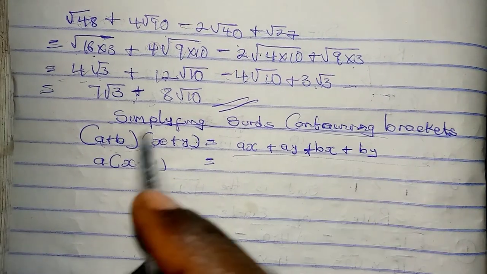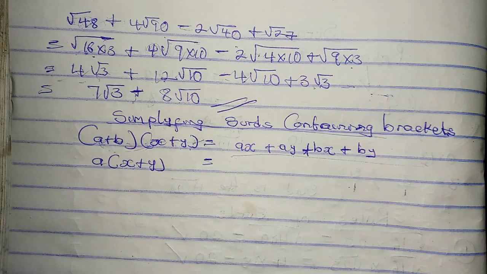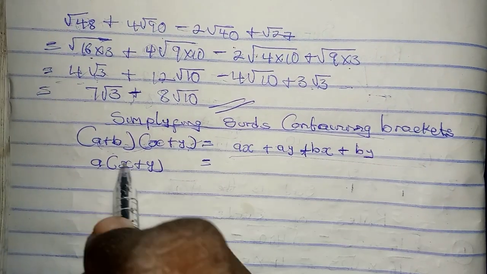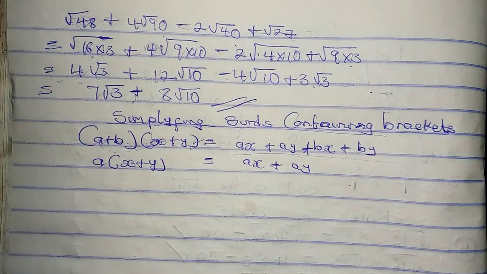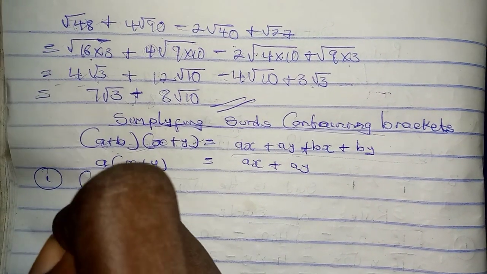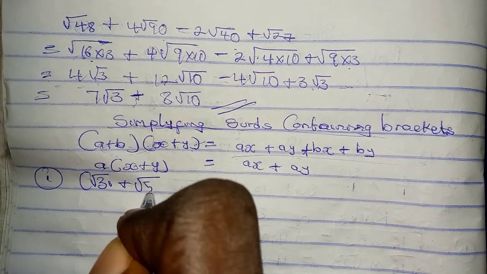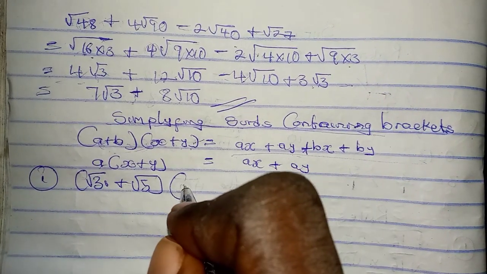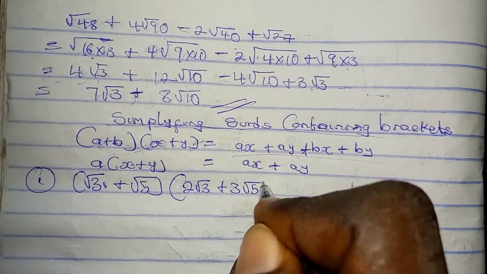You can see this times this, times this, times this, times this also. That's all. This is very simple. A times x, ax, a times y, ay. So let's solve the question now. We have, for instance, open bracket 3 root 3 plus root 5, also times 2 root 3 plus 3 root 5.